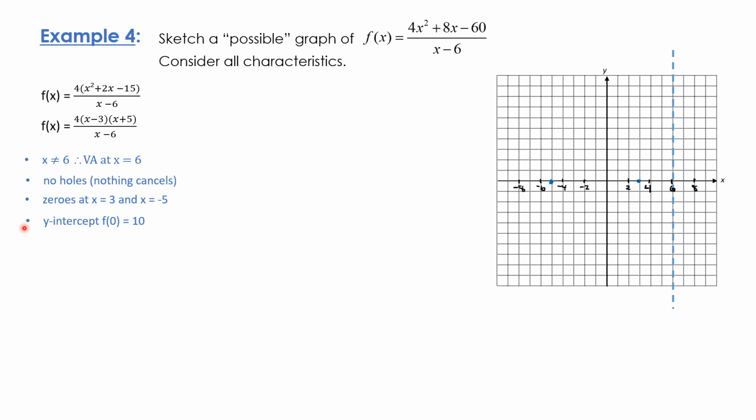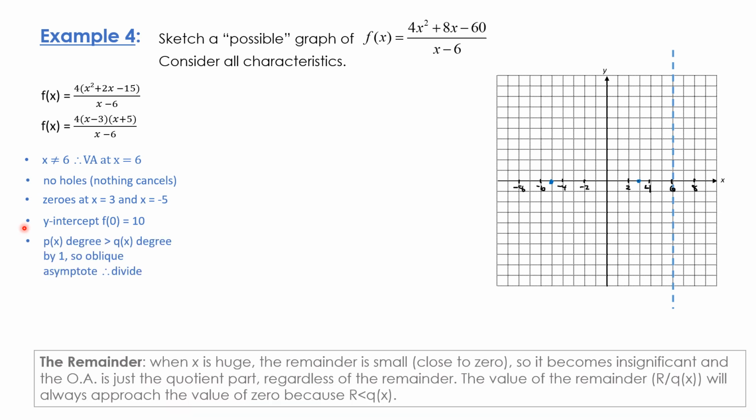Look at the degree of the numerator, that's a 2. Look at the degree of the denominator, which is a 1. So the numerator degree is greater than the denominator degree by 1. We're going to have an oblique asymptote. We're going to have to divide.